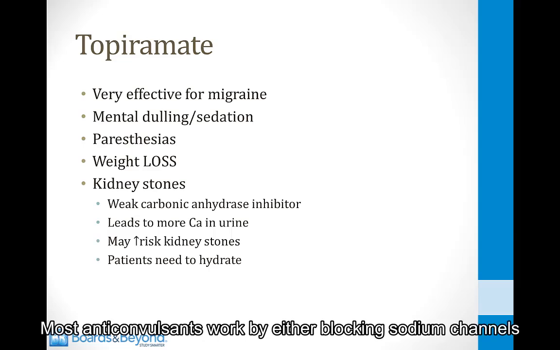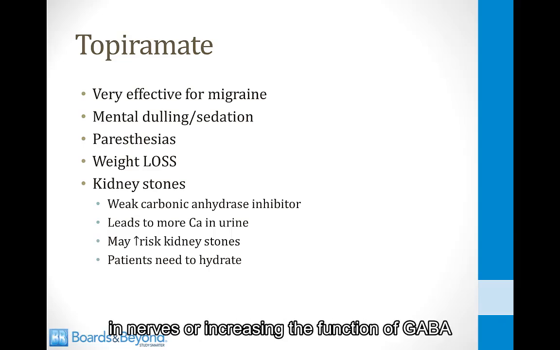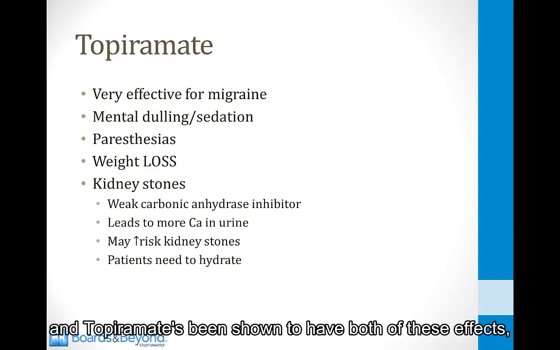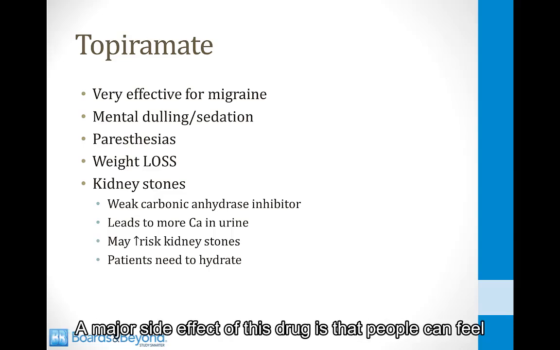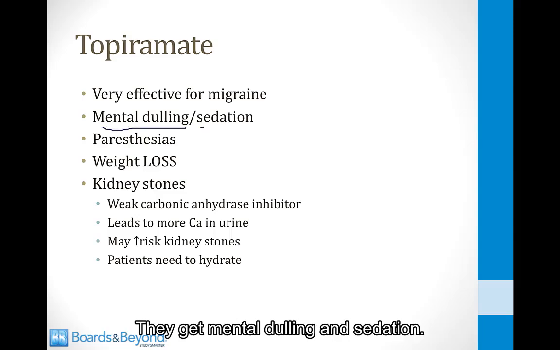for migraines. Most anticonvulsants work by either blocking sodium channels in nerves or increasing the function of GABA, and topiramate's been shown to have both of these effects. But how this helps with migraines, we don't understand. A major side effect of this drug is that people can feel a little bit foggy. They get mental dulling and sedation.